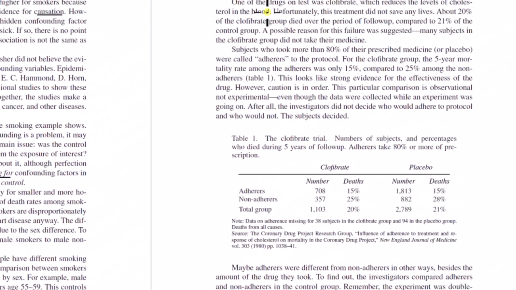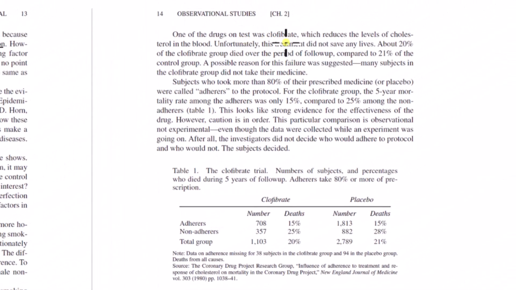Okay? One of the drugs on the test was clofibrate. So in this project, they evaluated the effect of 5 drugs for the prevention of heart attacks. We're just focusing on clofibrate now, which reduces the levels of cholesterol in the blood to hopefully help prevent heart attacks. Unfortunately, this treatment did not save any lives. About 20% of the clofibrate group died over the period of follow-up compared to 21% of the control group. The control group was the placebo. A possible reason for this failure was suggested: many subjects in the clofibrate group did not take their medicine.